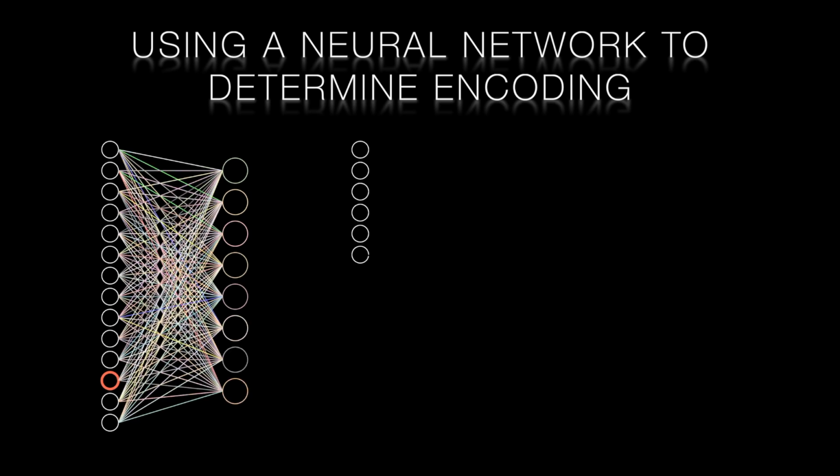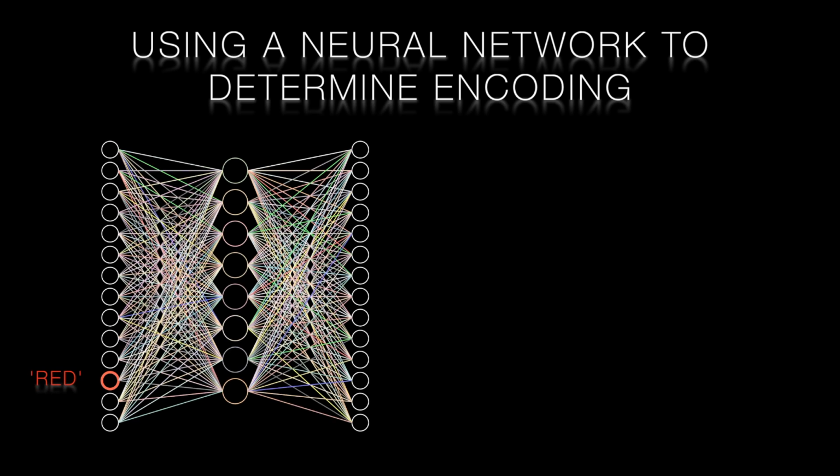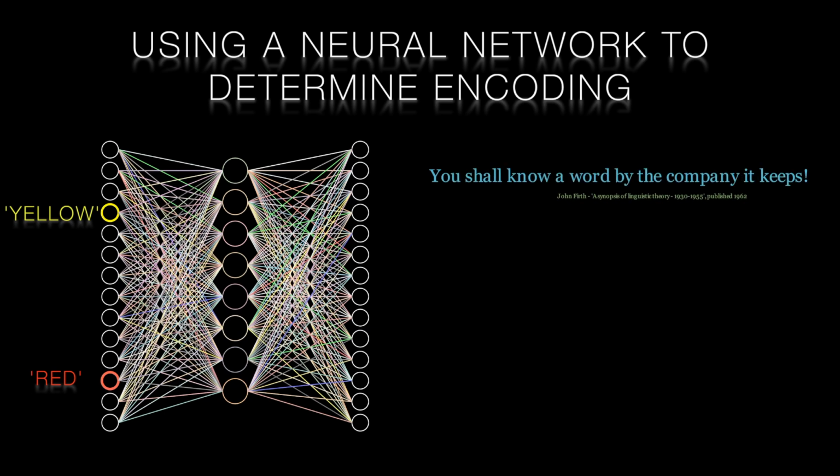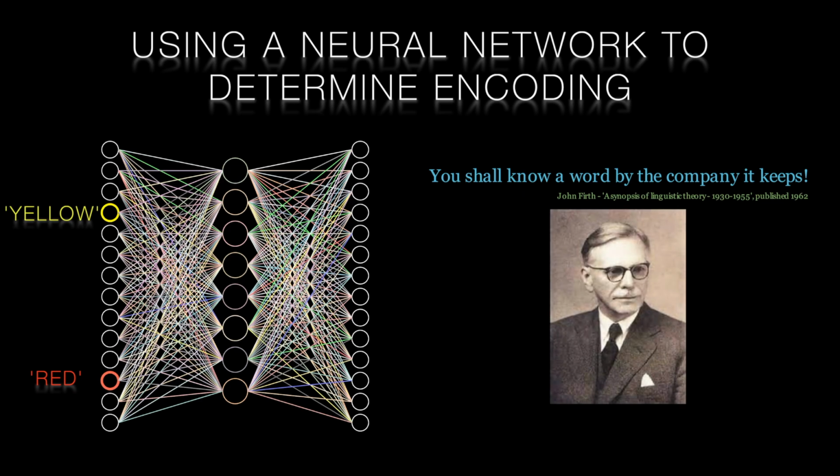For instance, if this is the neuron representing the word red, it will have a set of weights connecting it to the hidden layer. And likewise, if this input neuron represents yellow, it will have its own set of weights. The weights for red and the weights for yellow will be very, very similar. Why is this? Well, as Firth said, we will judge a word by the company it keeps. Red will appear many times surrounded by the same words as yellow. The weights, of course, won't be identical.